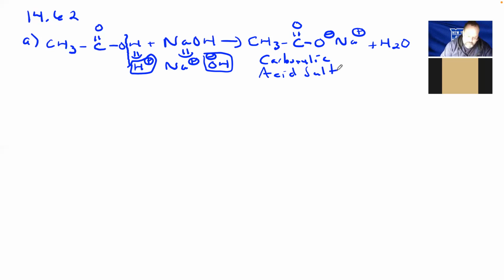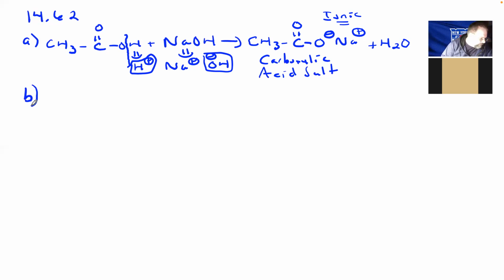The type of bond that you have between the O- and the Na+ is an ionic bond, because in a carboxylic acid salt, just like salts in general, you have cations and anions that are attracted by an ionic bond. If you were to draw a dash between the O- and the Na+, that would technically be incorrect. So when you have a carboxylic acid plus sodium hydroxide or even potassium hydroxide, the product is going to be a carboxylic acid salt.